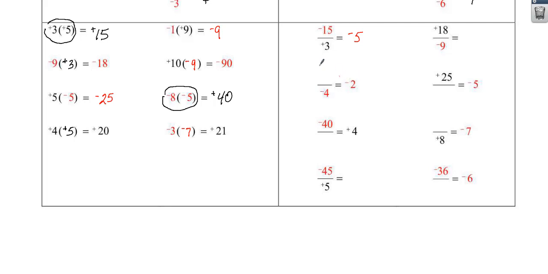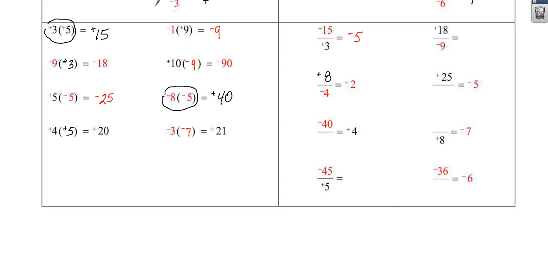Negative answer. Negative answer means different signs, so that's a negative. This has to be a positive. What divided by 4 makes 2? 8 does. So positive 8 divided by negative 4 is negative 2.